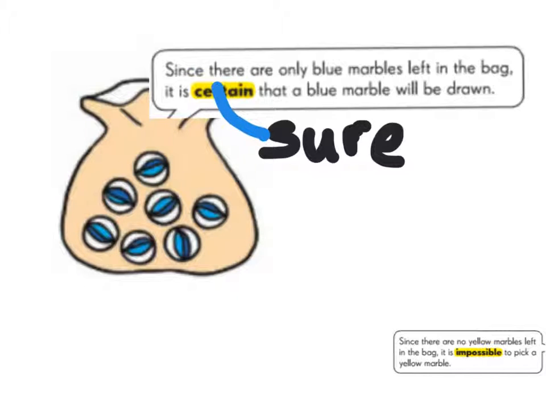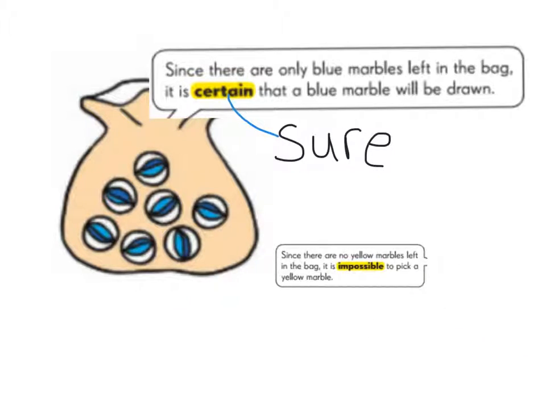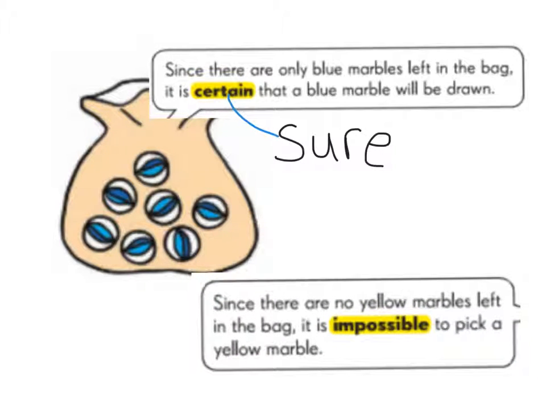But remember that yellow marble that we had? Maybe someone asks, what is the outcome of getting a yellow marble? Since there are no yellow marbles, it is impossible to pick a yellow marble. So we have these vocabulary words. From the last page, more likely and less likely, and from this page, certain and impossible.